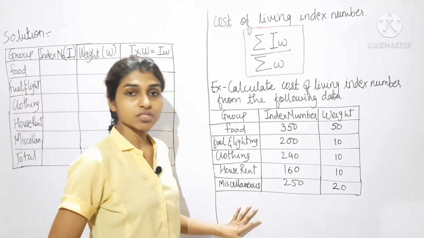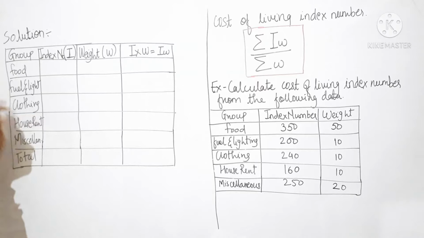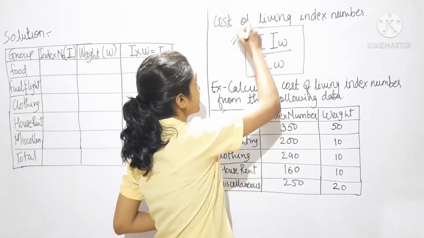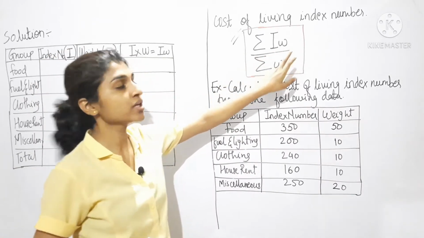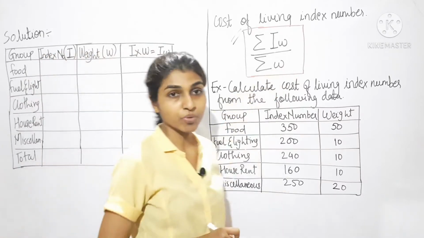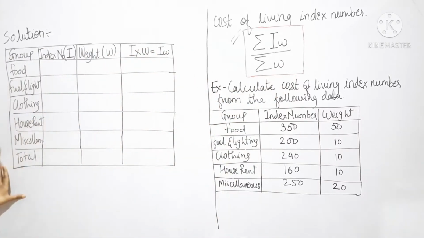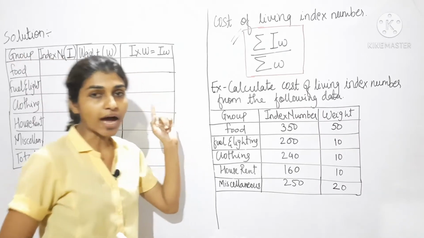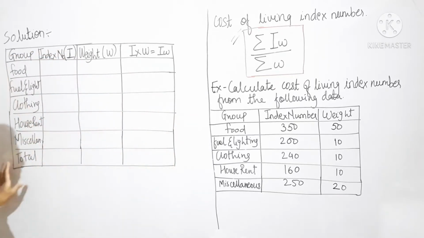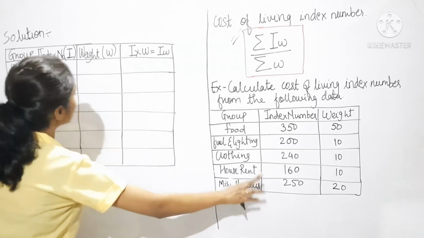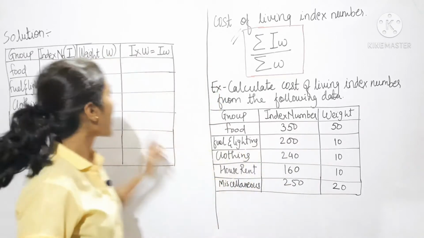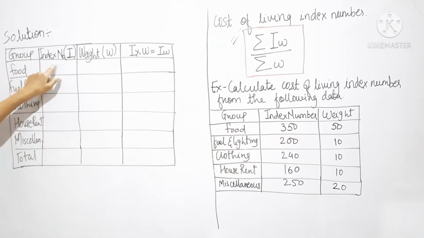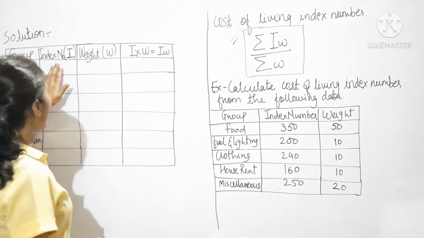Now we'll see the solution, how to calculate cost of living index number. So this is the formula. Remember the formula: summation or sigma I, where I means index number, W means weight, divided by summation of W, which means weight. Now let's see the solution. Prepare the table like this: group, index number, weight, and the last column IW. Food, you are going to write the groups as they are from the question. Then write index number. Index number means I capital, so we denote index number as I capital and write down all the values.